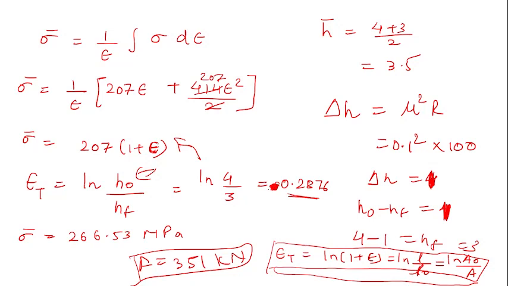But if they are asking, in some questions they will write magnitude only, otherwise your answer will be wrong. So if it is decreasing, keep this in your mind. Here area is decreasing, that is why it is A naught by A, and here length is increasing, that is why it is L by L naught.